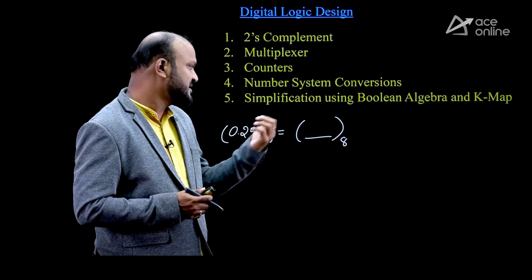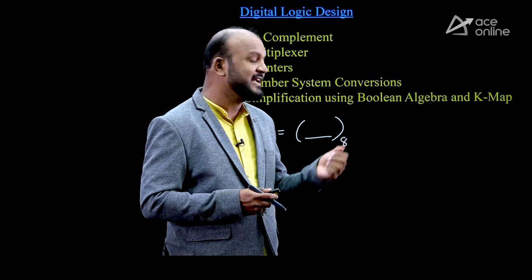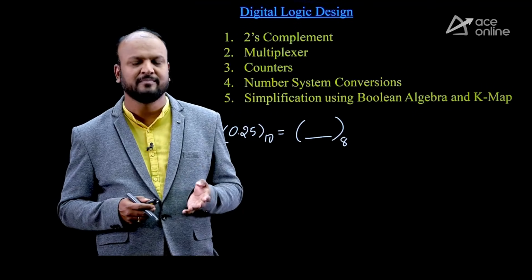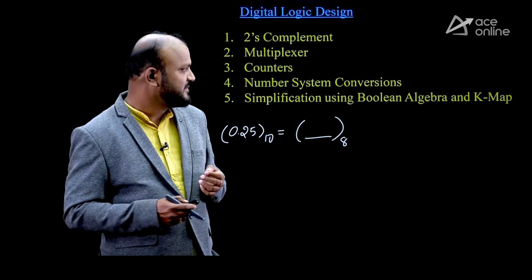And the last important topic is simplification using Boolean algebra and K-map. K-map simplifications, where you can expect 3 variable map, 4 variable map, very rarely 5 variable maps.